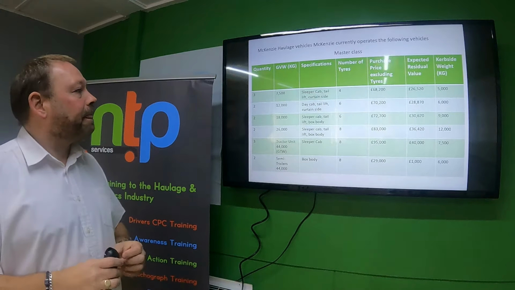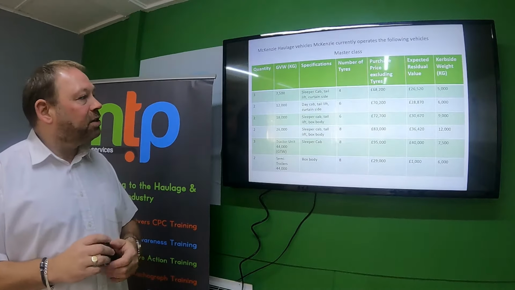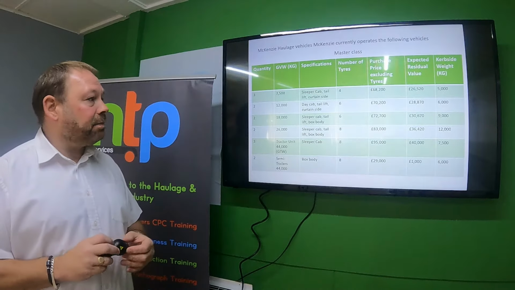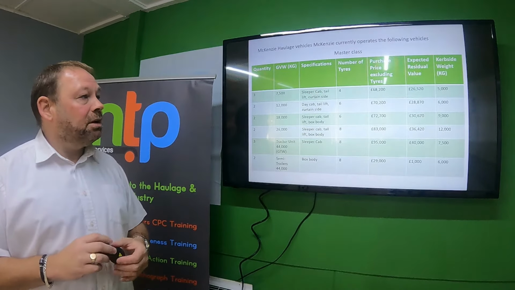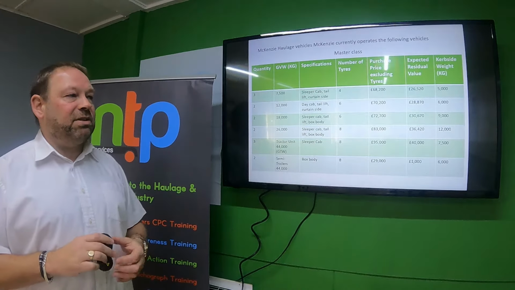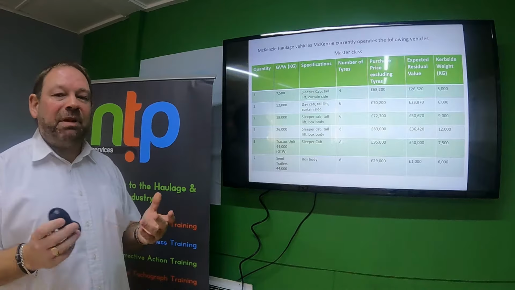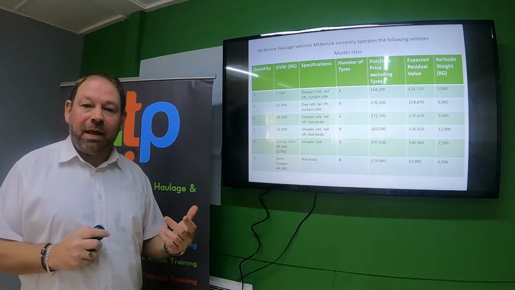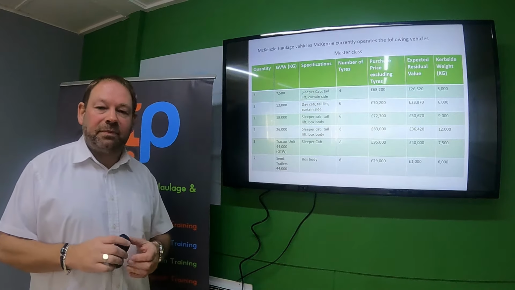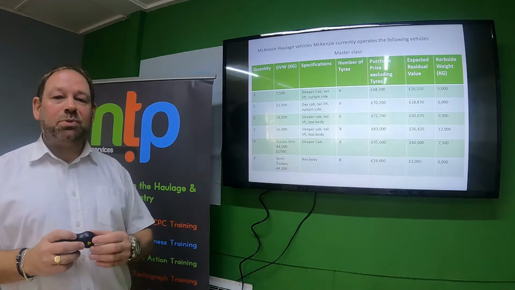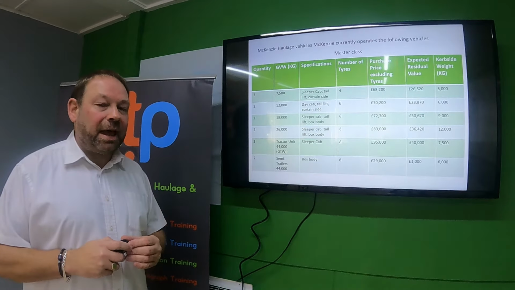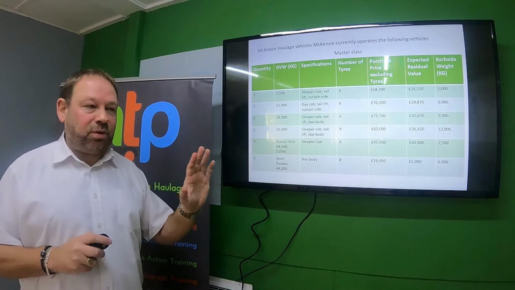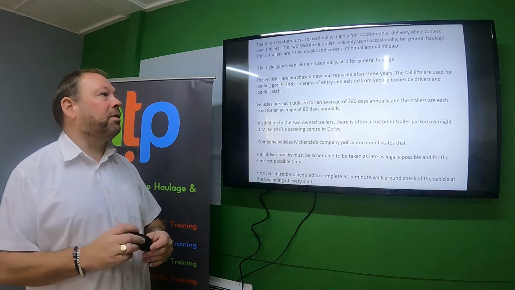Let's have a look at the next bit. So here we have a graph which tells us the vehicles that Mackenzie's have got, what their weight is, the specifications, number of tyres, purchase price excluding tyres, expected residual value, curbside weight, and how many vehicles of each type they've got. Is any of that information of use for a driver schedule? Pause, have a little look, come back in a second. Right, what have we found on this one? Nothing. There is no relevance at all to the driver schedule. None of this is of any use to this question whatsoever. So, look at the next one then.